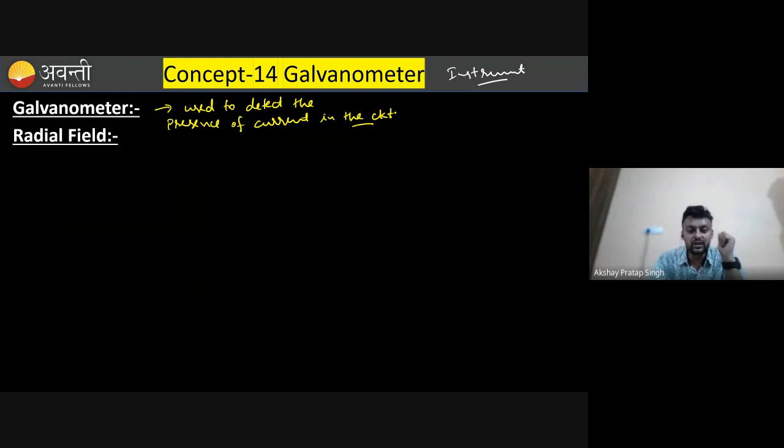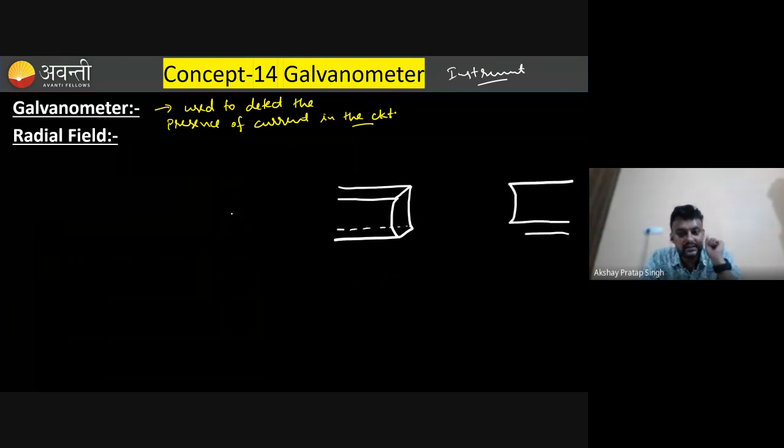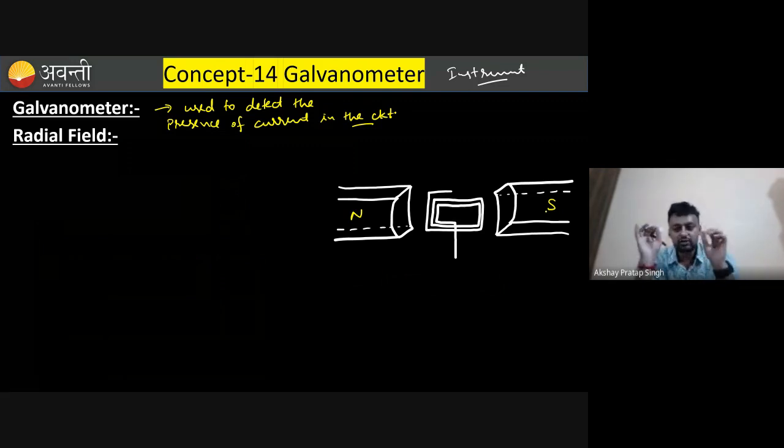So this is the construction part I am showing you. Just focus on that. One thing is there are two magnetic poles. One is, let's suppose, the North Pole and another is the South Pole. Between these poles, there is a coil of certain turns. Let's suppose there is a coil of n turns. Can you see that? There is a coil of n turns.